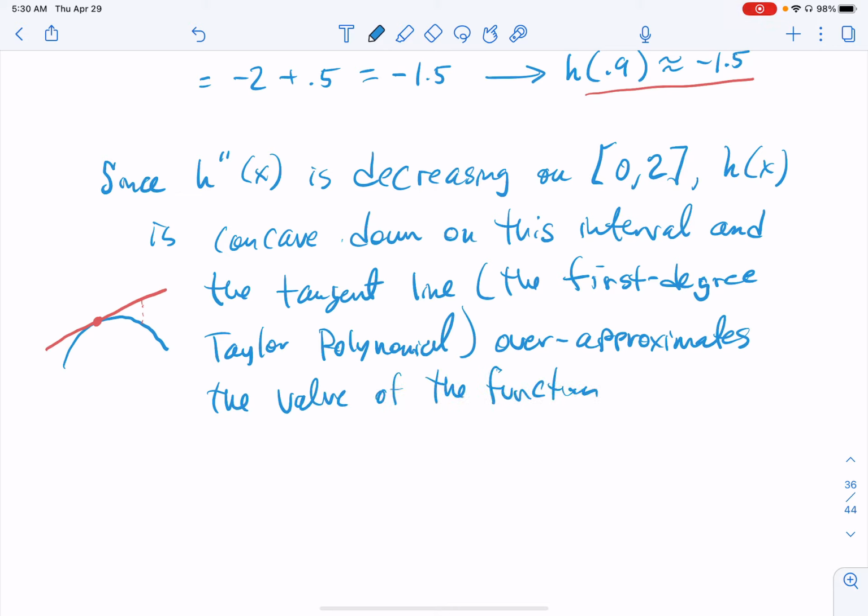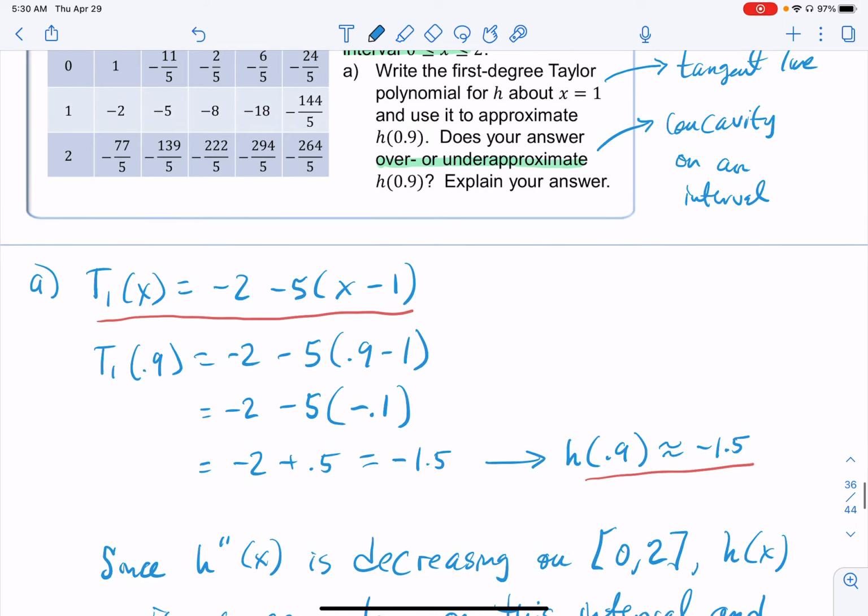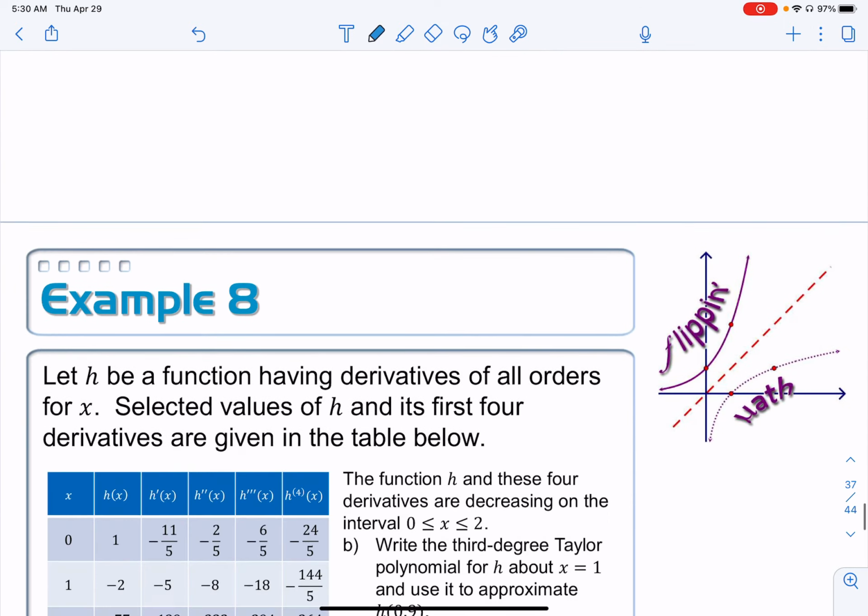the value of the function. In other words, we would have, this is negative 1.5 has to be bigger than the actual value of h of 0.9. And of course, you can flip that inequality around or whatever. All right, so that's probably worth the last point on this one. Okay, so part B, let's see what it says.